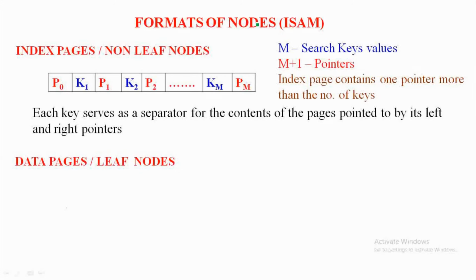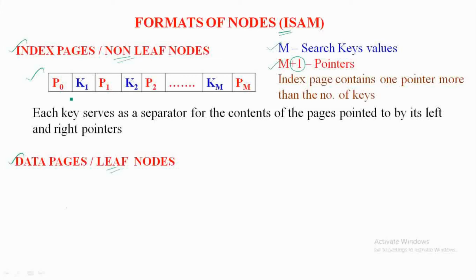Let's now discuss the format of nodes that are used in an ISAM tree. In an ISAM tree, two types of nodes are used. One is index pages, which are also known as non-leaf nodes. And another one is data pages, which are also known as leaf nodes. Every index node in an ISAM tree takes this format. Index nodes contain a collection of search key values and pointers. In this node, P0 up to PM represents pointers. K1 up to KM represents search key values. So usually an index page contains M plus 1 pointers and M search key values. That is, it always contains one pointer entry more than the search key values.